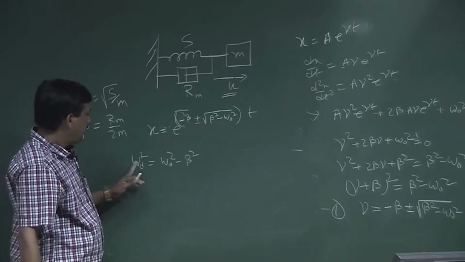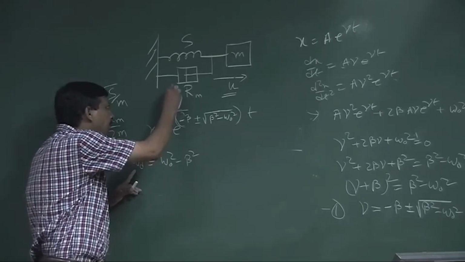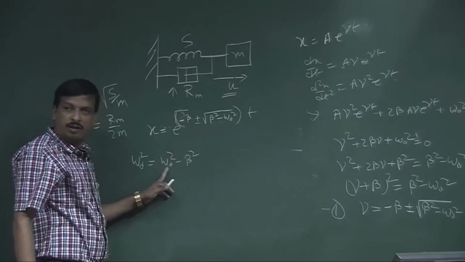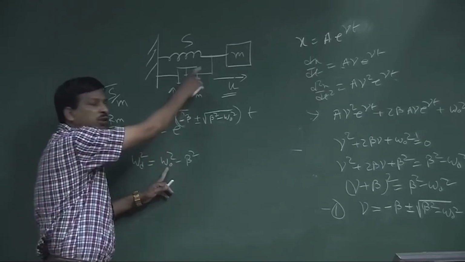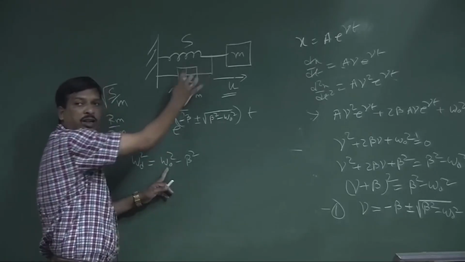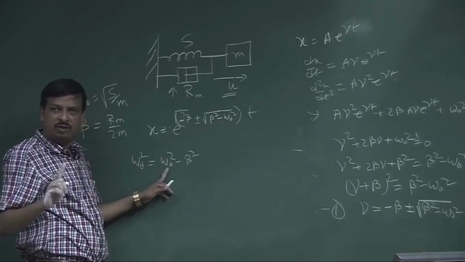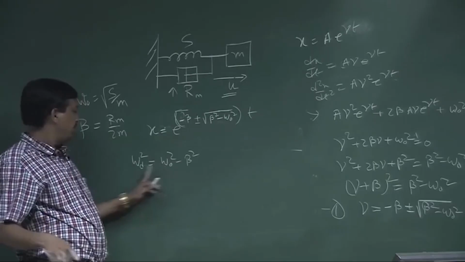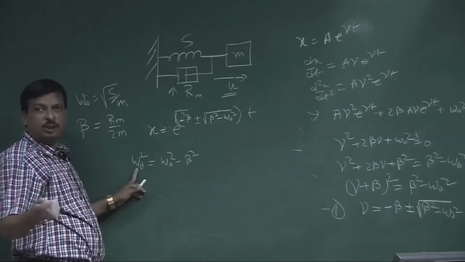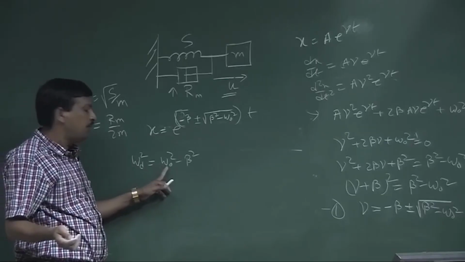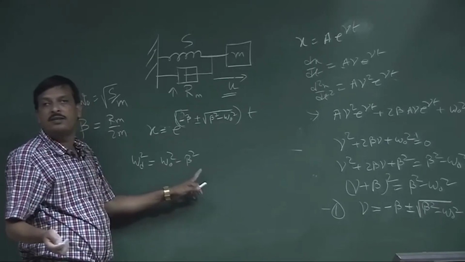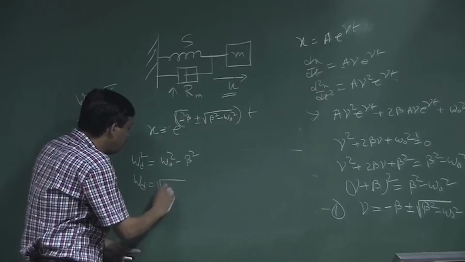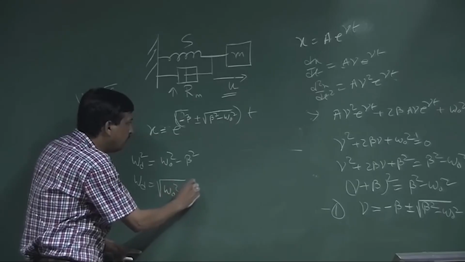That means, if I employ a damping circuit, the modified natural frequency changes. The natural resonance frequency when the damping circuit is not there, omega 0, is root of s by m. So, omega 0 is the natural angular frequency when the damping circuit is not there. Omega d is the new natural resonance frequency, the old natural frequency square minus beta square. So, I can write omega d is the root of omega 0 square minus beta square.